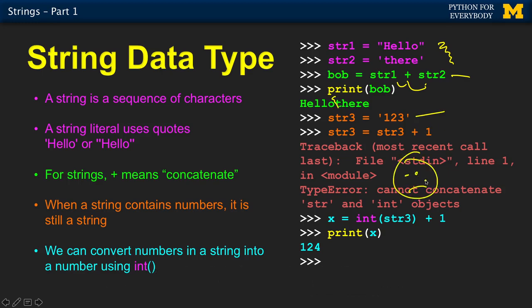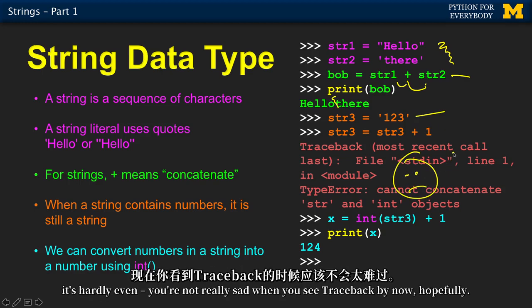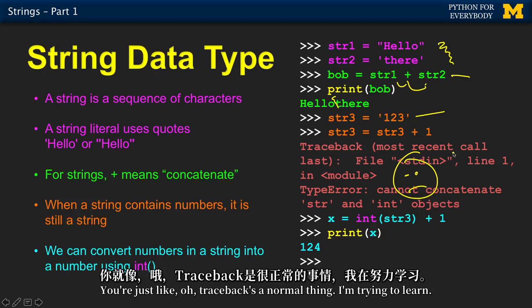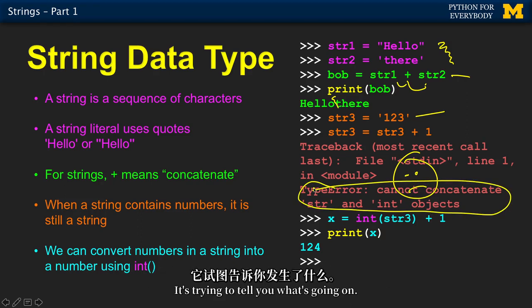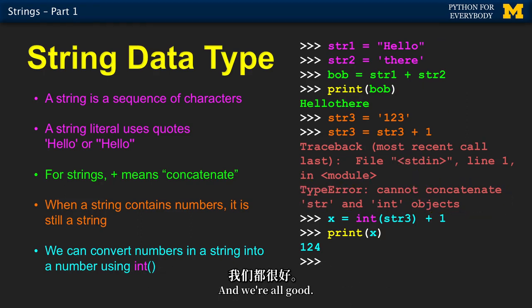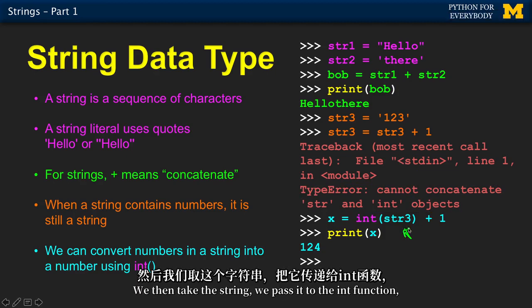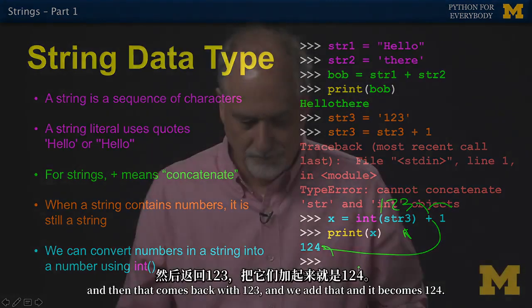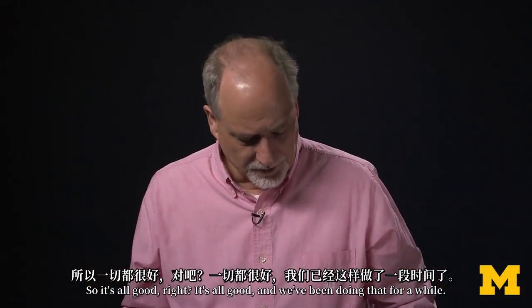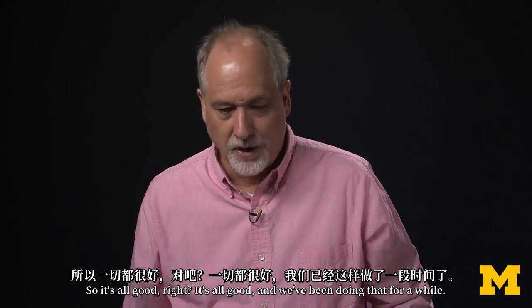Yay. You're not even sad when you see a traceback by now. Hopefully, you're just like, oh, traceback's a normal thing, I'm trying to learn it. Type error: can't concatenate a string and an integer. It's trying to tell you what's going on. And we're all good. We then take the string, pass it into the int function, and that comes back as 123, and we add one and it becomes 124. So it's all good, and we've been doing that for a while.